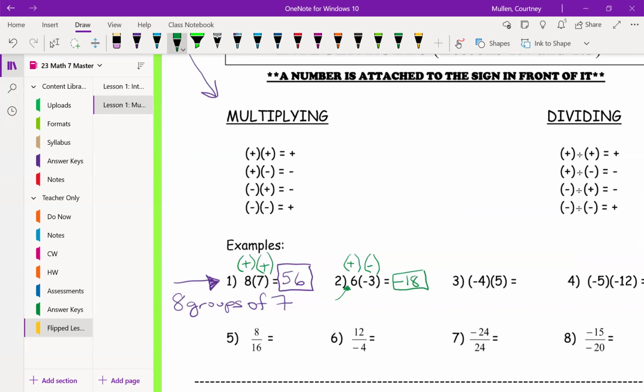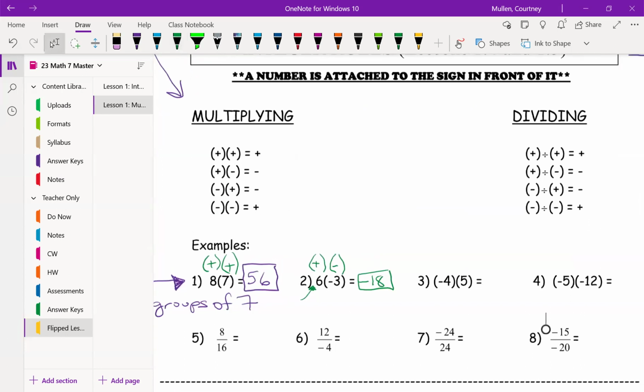Let's try again. What's the sign on the 4? Oops, that's right, it's a negative. What's the sign on the 5? Well, I don't see a sign in front of it, so that must be a positive. A negative times a positive is a negative. 4 times 5, 20. So our product is negative 20.